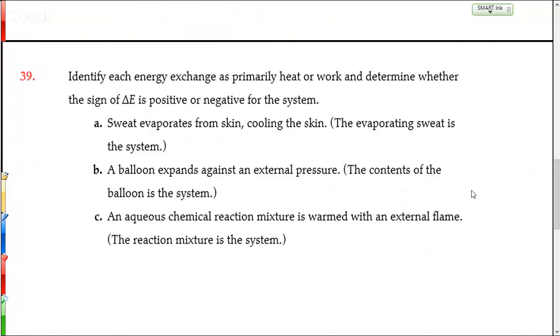So what about B? A balloon expands against an external pressure. The contents of the balloon is the system. So first of all, is that heat or work? That's work because it's pushing something. It's not changing temperature. It's pushing against that external pressure. So is the balloon doing the work, or is the work being done to the air in the balloon?